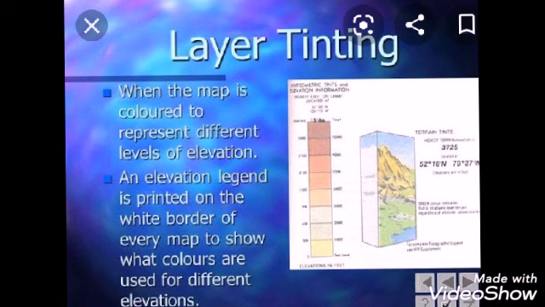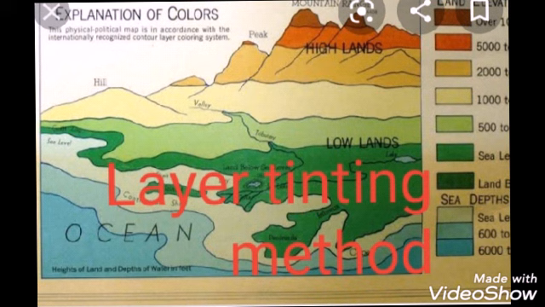Okay. Layer tinting method. The second method is the layer tinting method. This method is based on contour lines. In this method, the spaces between contour lines are filled with color. Each color indicates a specific height. For example, water bodies are colored blue, whereas the adjoining land is colored dark green. Land higher than that is colored light green. Next, higher land is colored yellow, and so on.